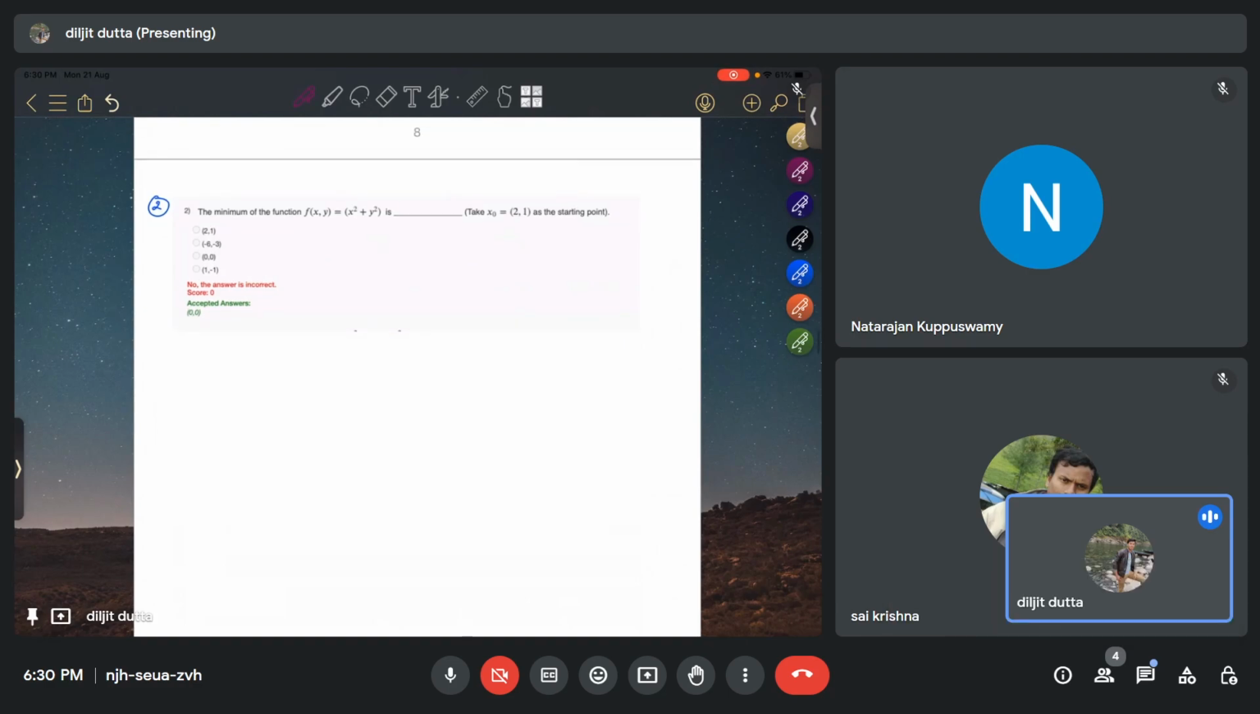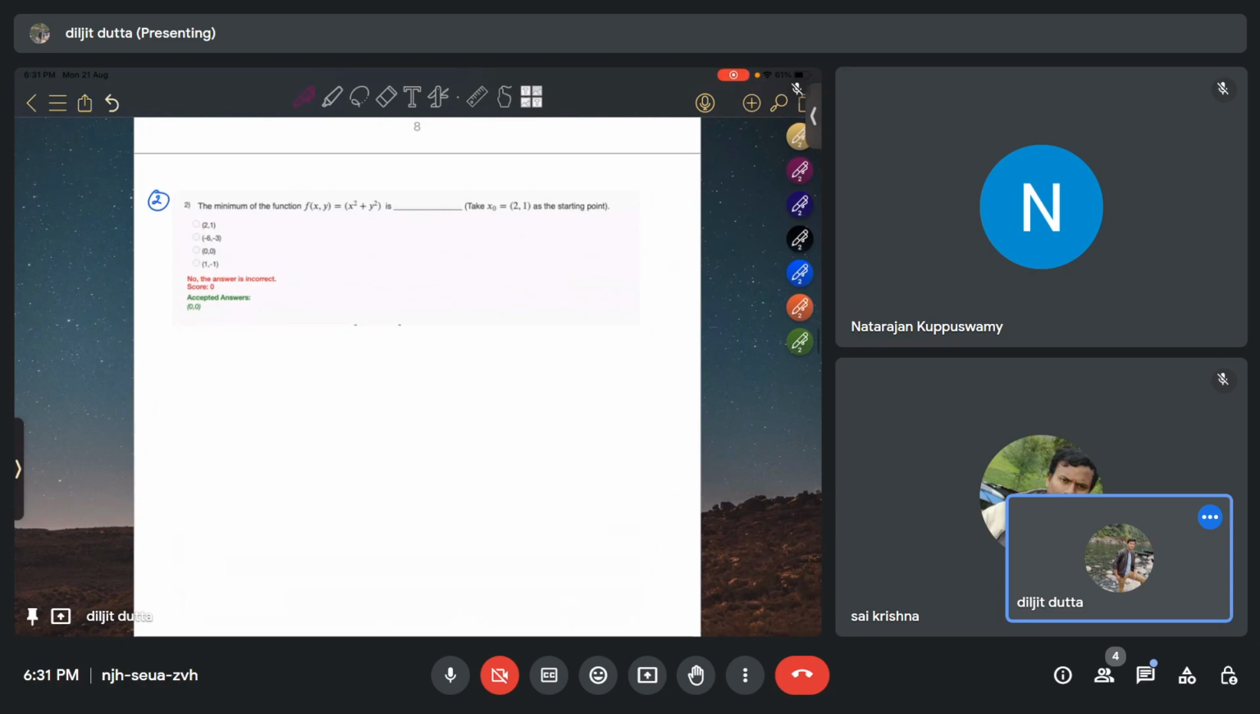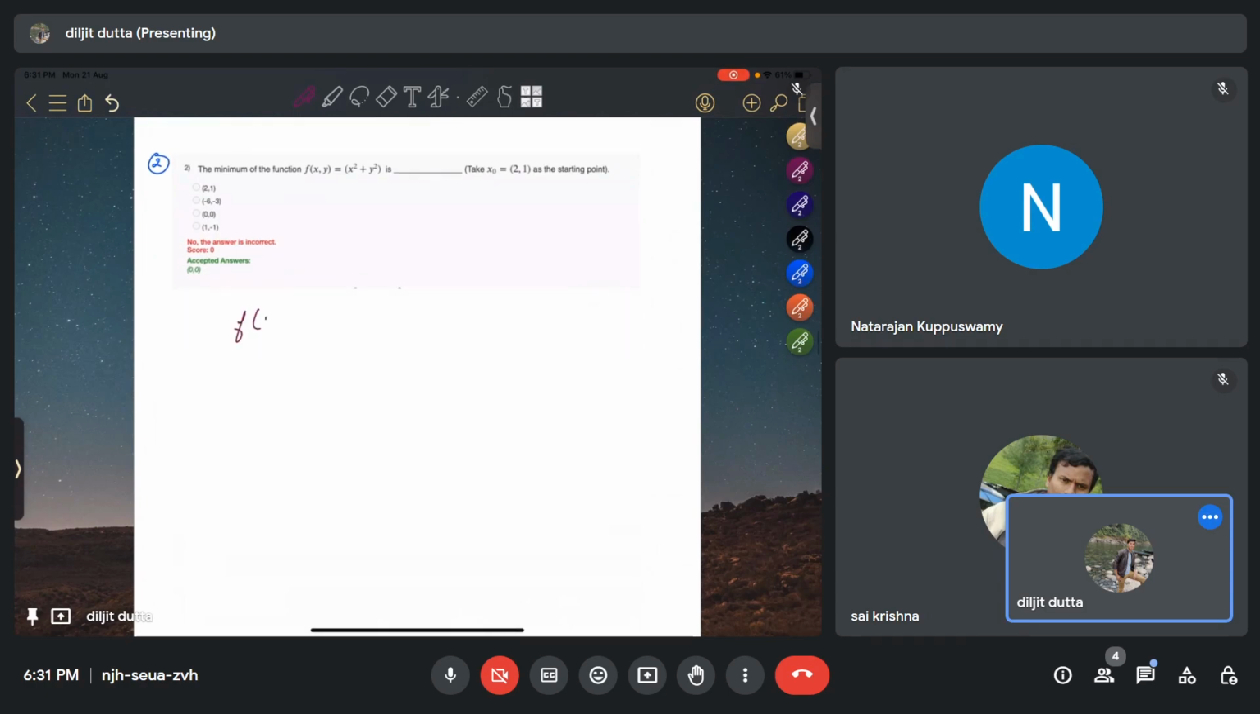Okay, let us solve this using the steepest descent method. That is f of xy, here again you have to find the minimum of the function. This is a convex function. We have to find the minimum of this function f is equal to x square plus y square. Take x naught equal to 2 comma 1. Initial value is 2 comma 1.